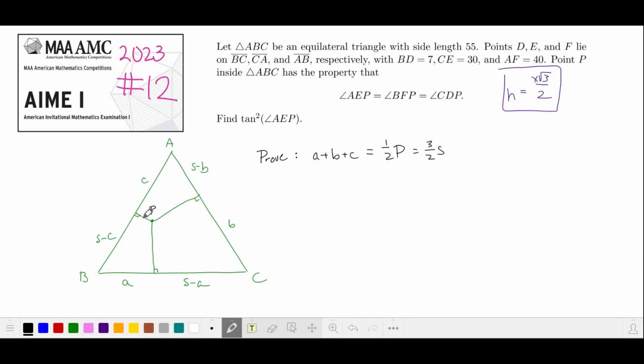I'm going to begin by drawing a line through this point P. I'm going to call this segment ST. It's going to be parallel to this third side BC. Then I'm going to drop a perpendicular from A down to ST. I'm going to call this point Q.